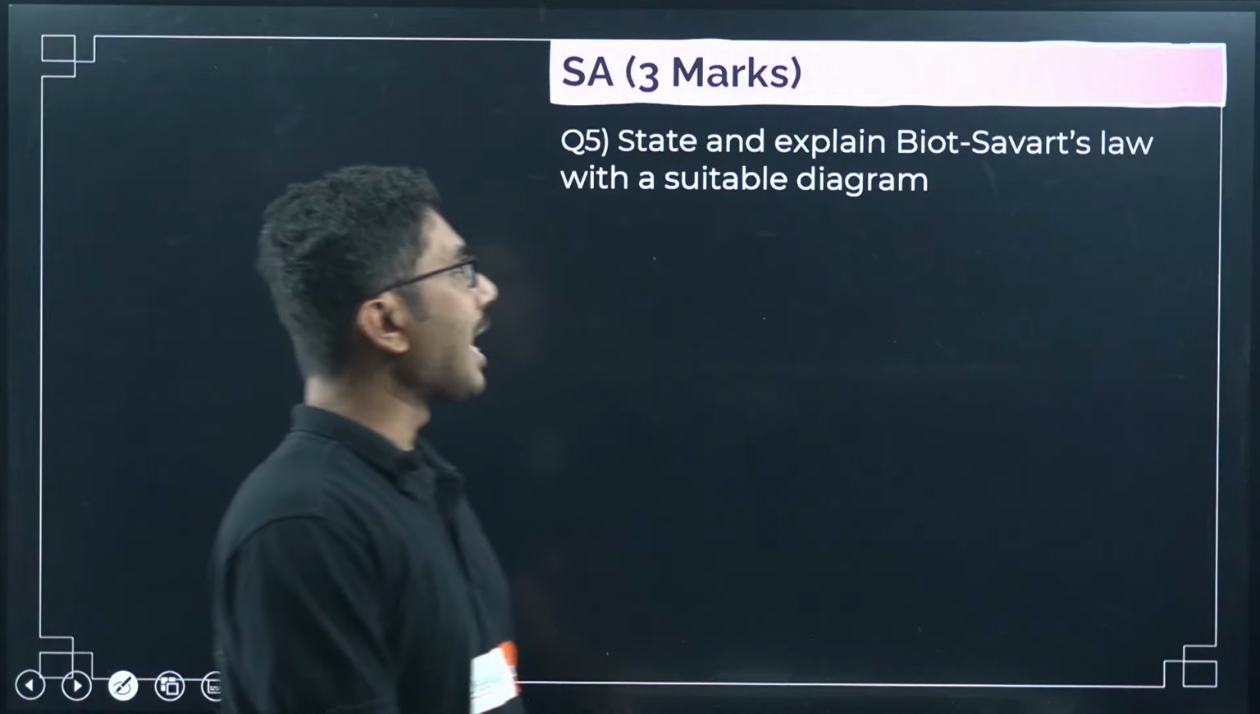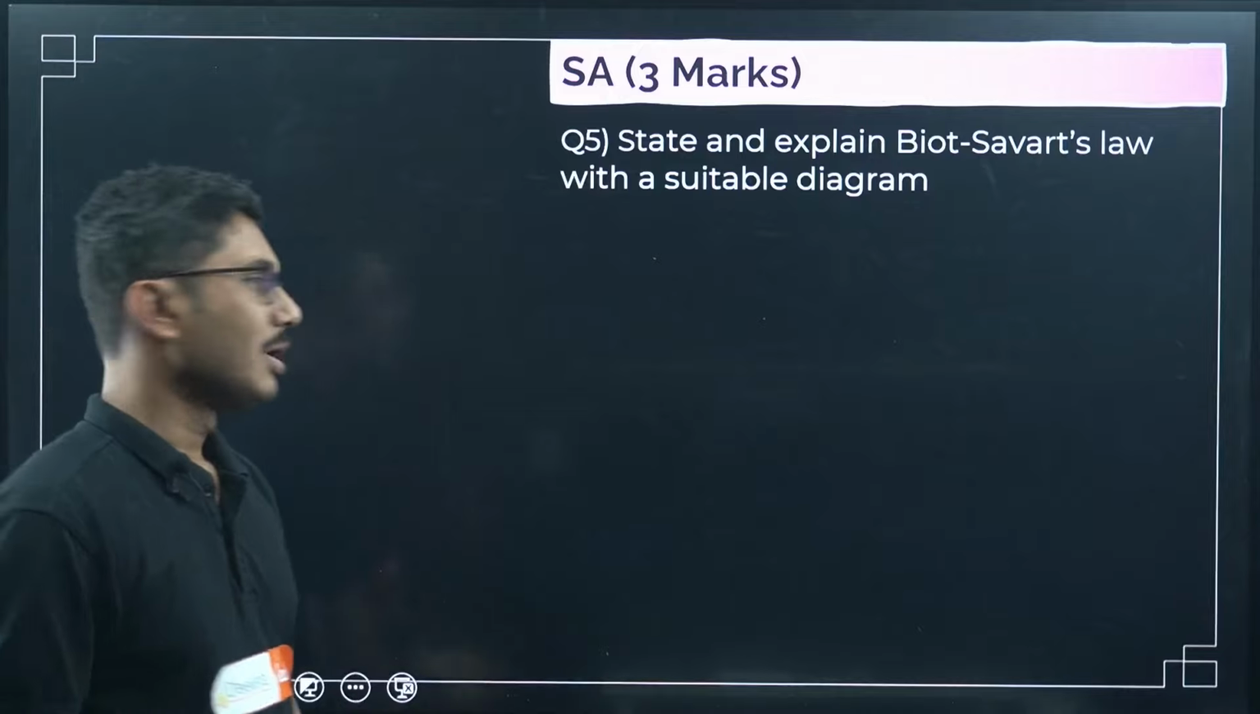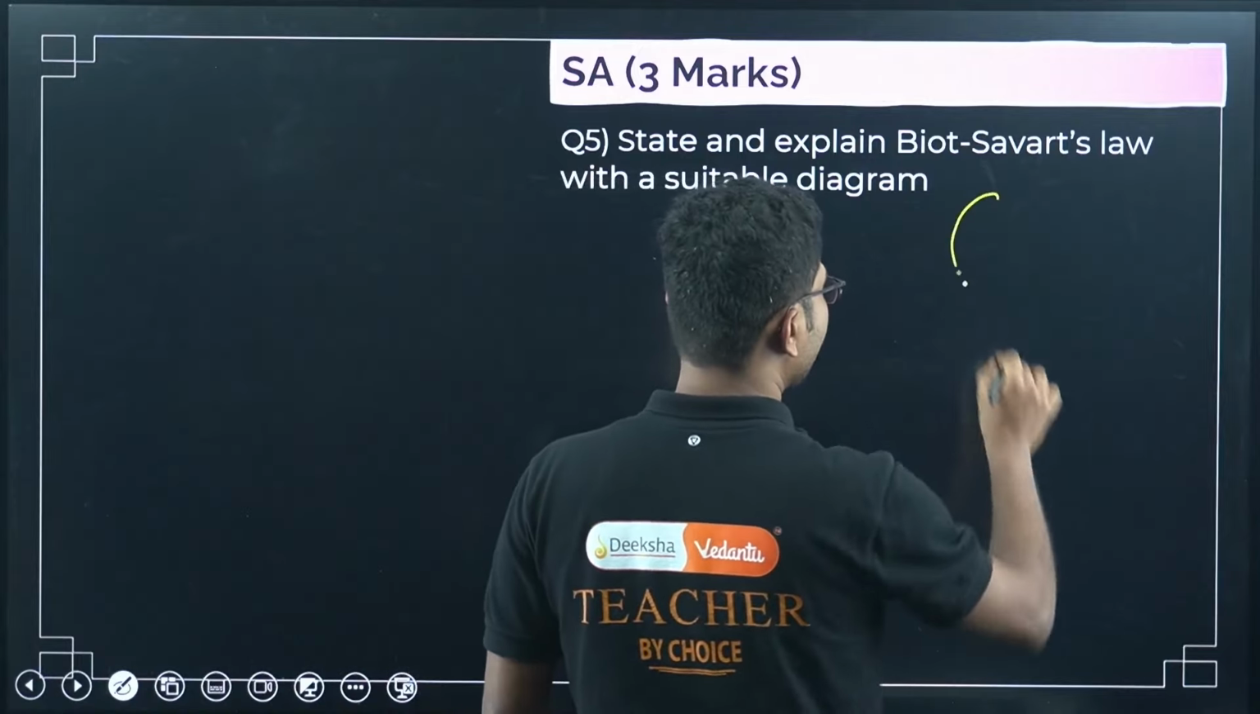State and explain Biot-Savart's law with a suitable diagram. So the diagram I hope everyone knows. So there is a curve like that.